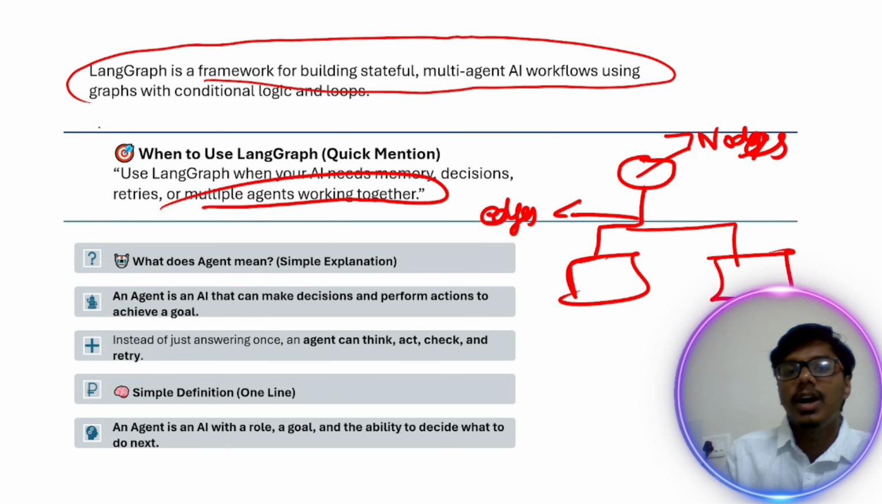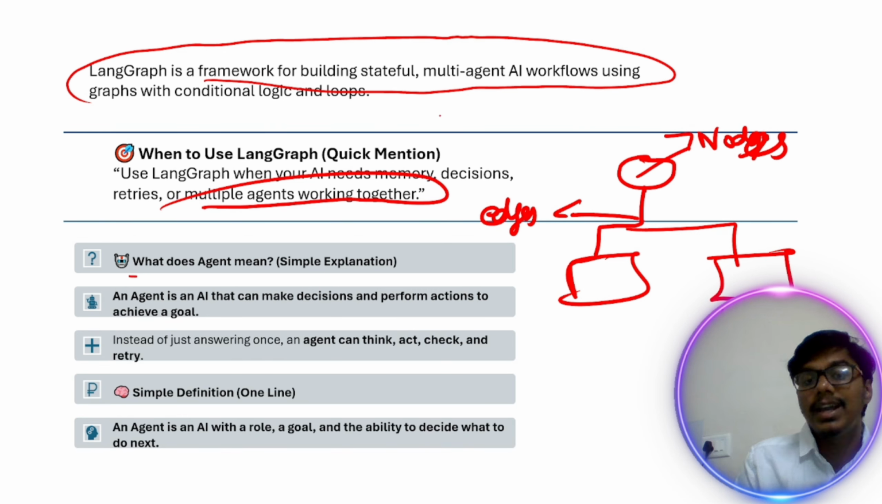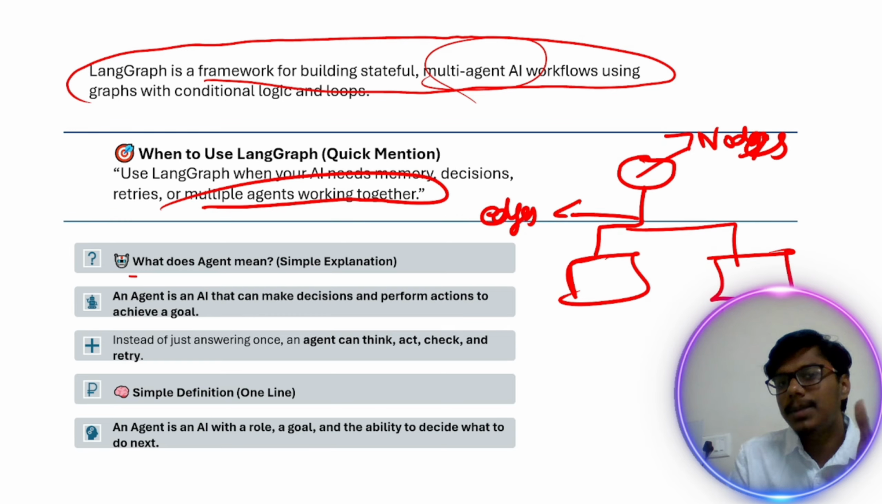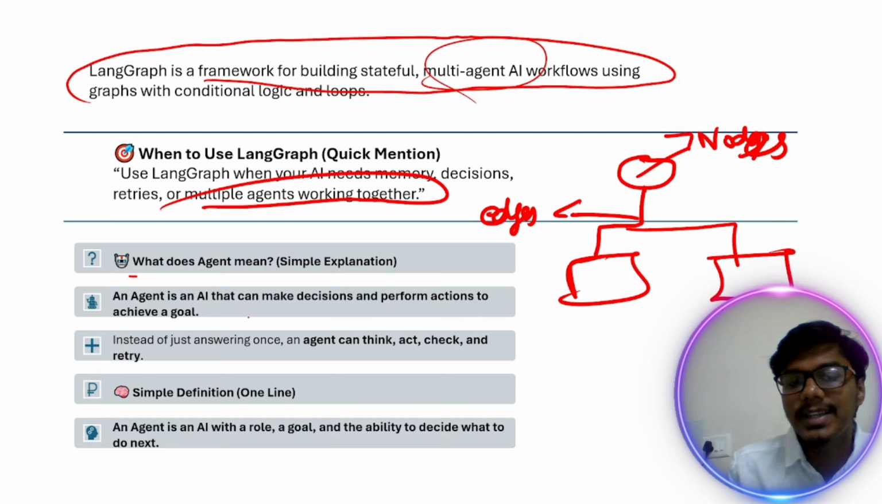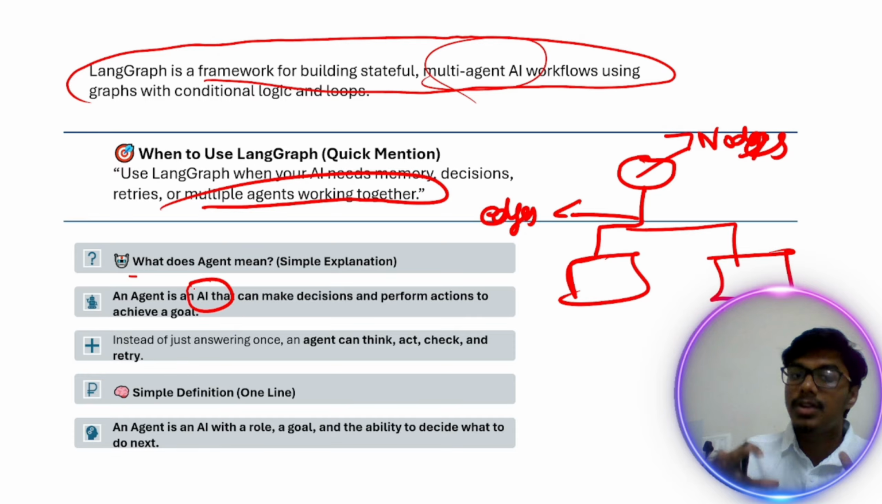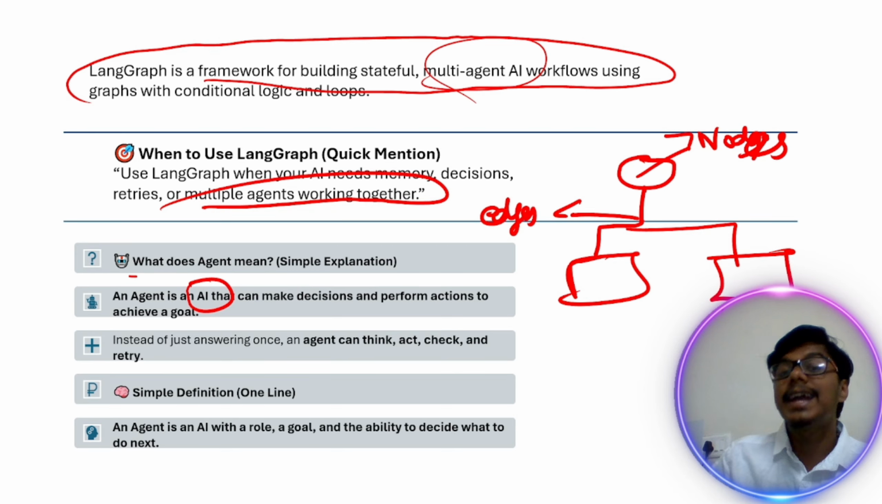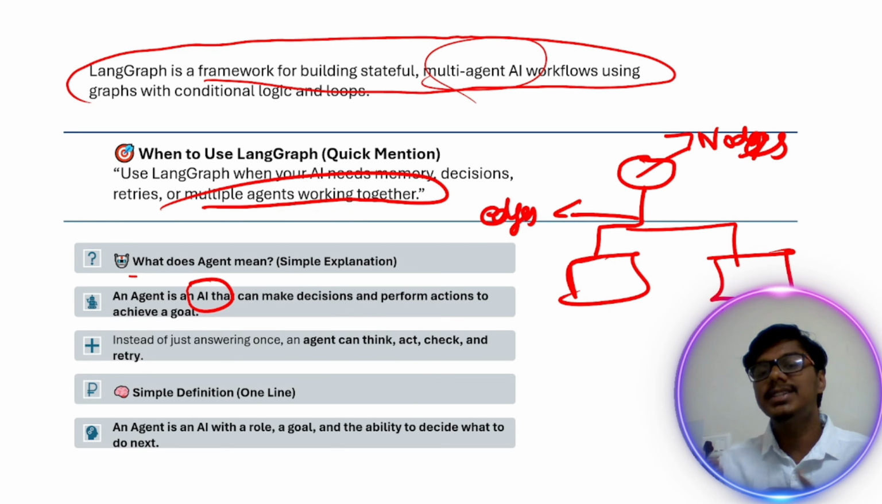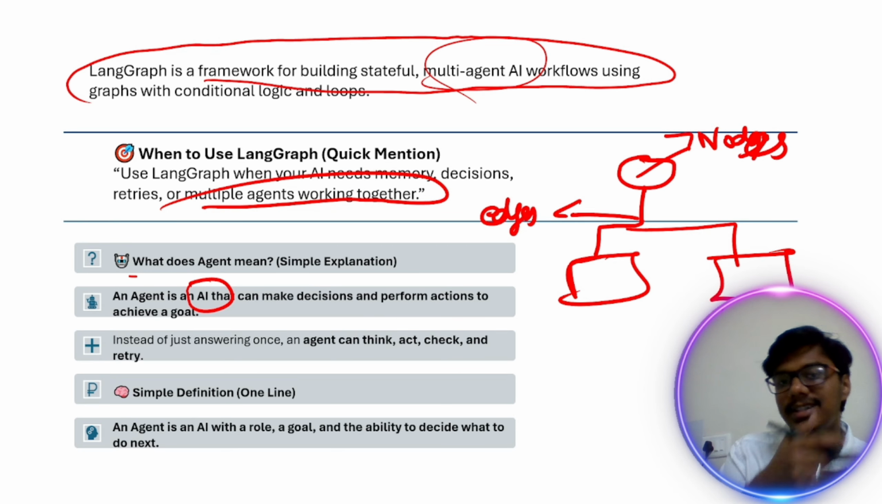As of now, if you want memory and decisions, whether your LLM wants to make decisions, retrace decisions, and have multiple agents working together, you can use LangGraph. Before learning LangGraph, we want to know something about agents. What do we mean by an agent? The agent is nothing but an AI, also an LLM, which can make decisions and perform actions based on those decisions.